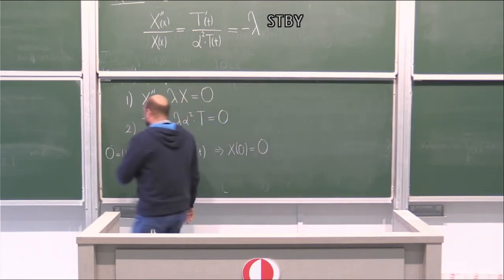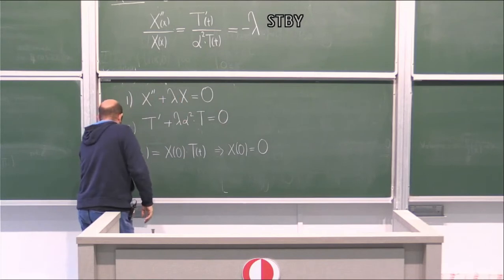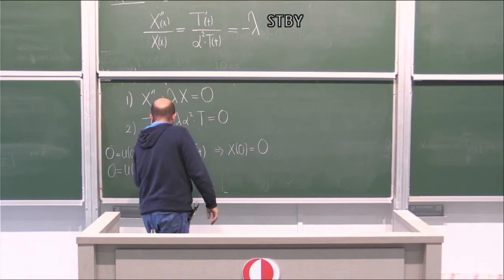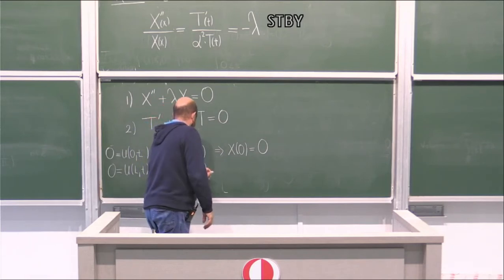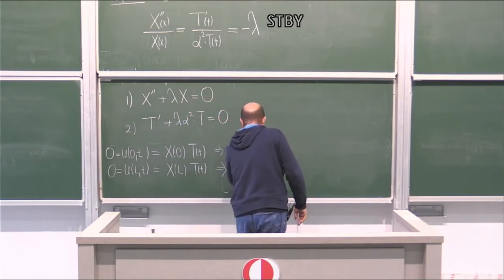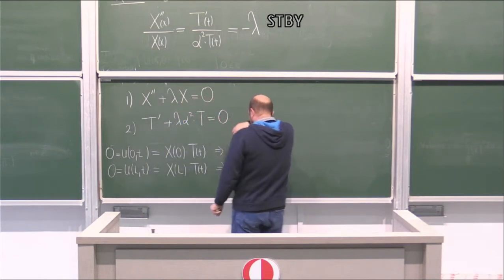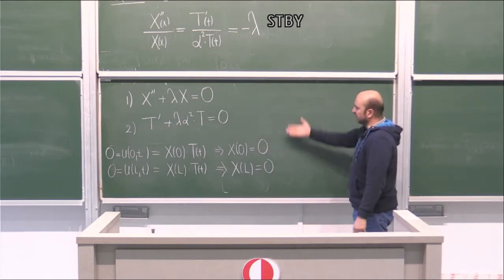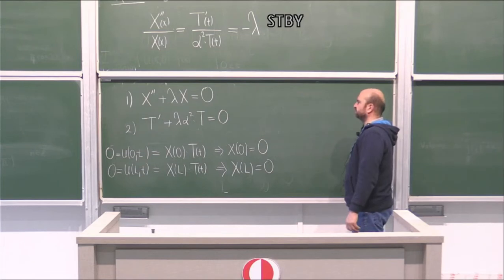And similarly, the other thing says, it must be 0, which is saying X of L T of t. Similarly, this will imply X of L must be 0. Okay. So these are the boundary conditions we got.